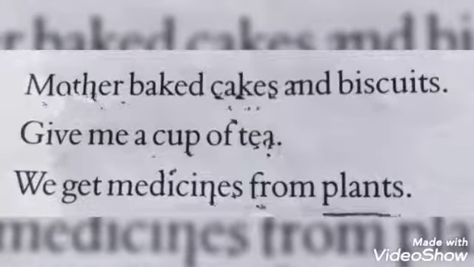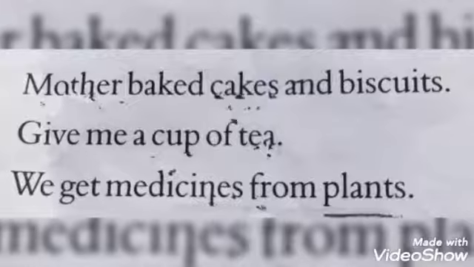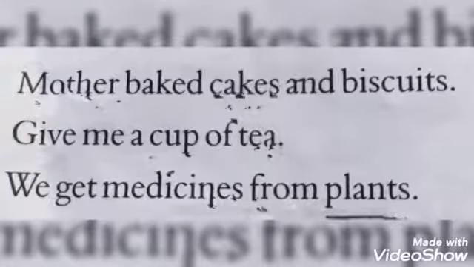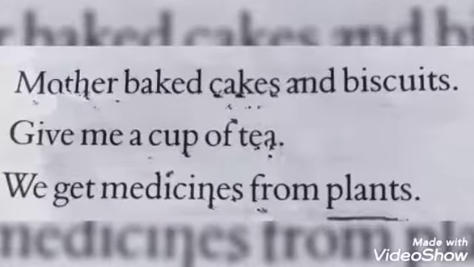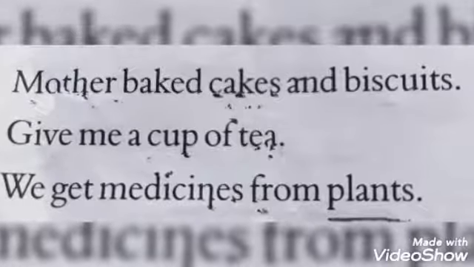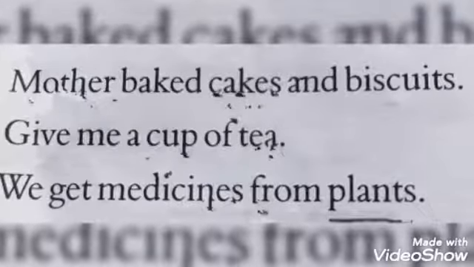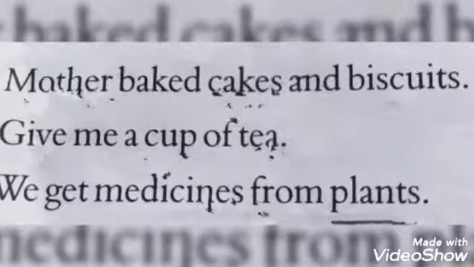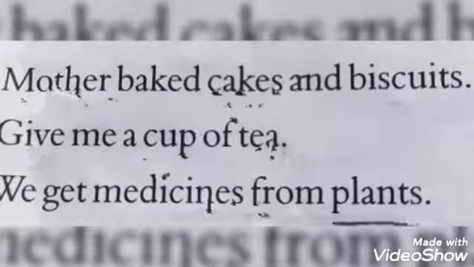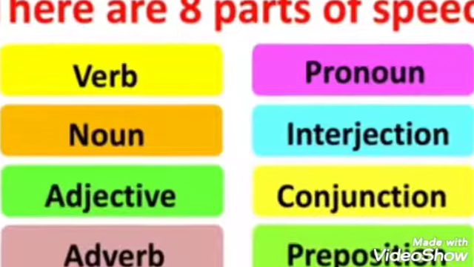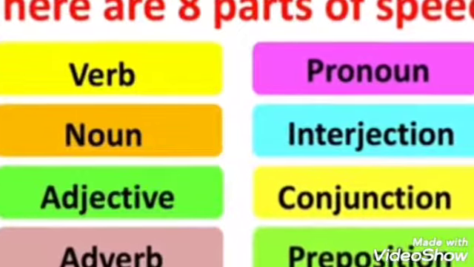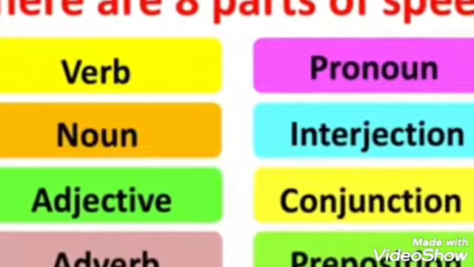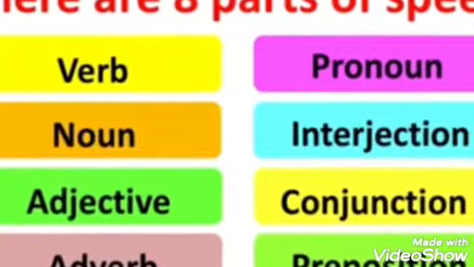Now look at the given sentences. Mother baked cakes and biscuits. Give me a cup of tea. We get medicines from plants. So we all know that sentences are made up of words. These words belong to different classes or groups. These groups or classes are called parts of speech. So how many parts of speech do we have and which are they? There are 8 parts of speech. They are noun, adjective, pronoun, verb, adverb, preposition, conjunction and interjection.